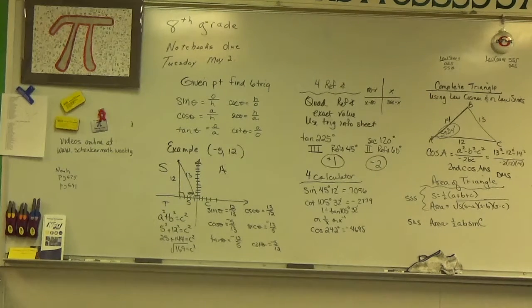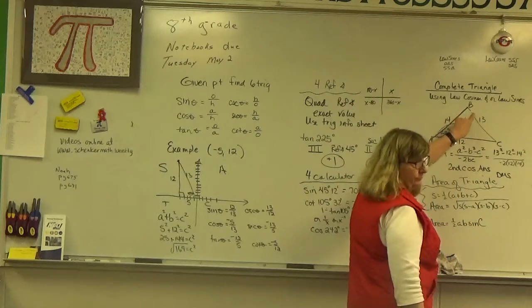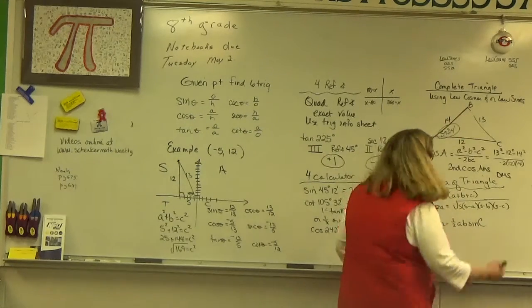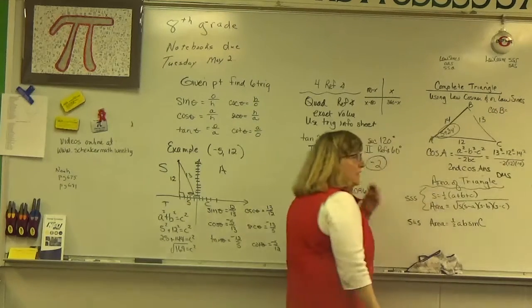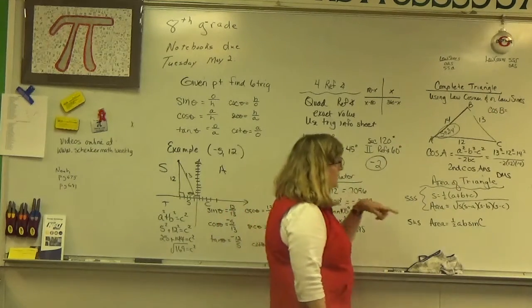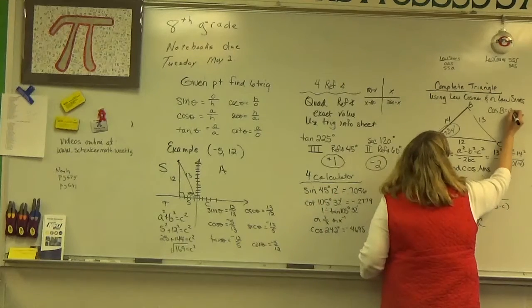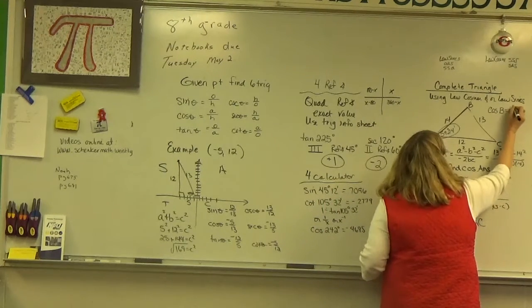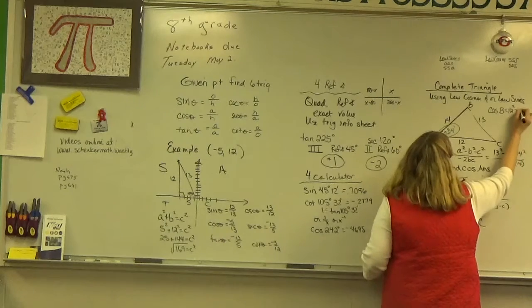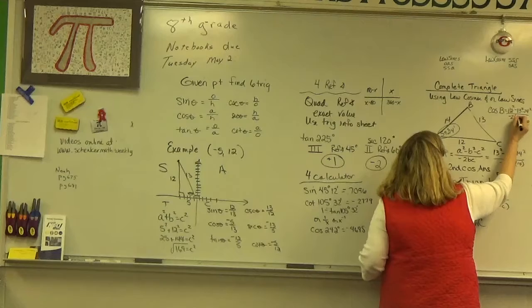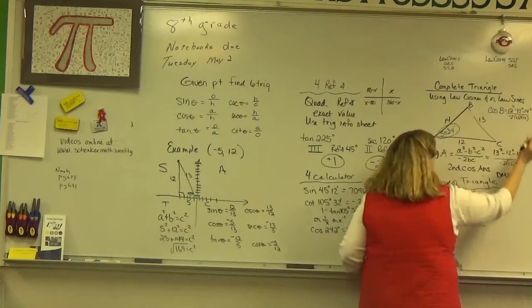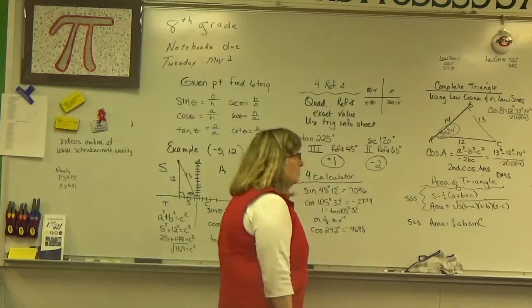Anybody else? Because we're going to do it again. Because don't we have to find another angle? Yes. So I'm going to find angle B now, so we've got another practice at it. So to find angle B, it's B squared minus A squared minus C squared divided by a negative 2 times those second 2 numbers. And it's always the second 2 numbers that are on the bottom.